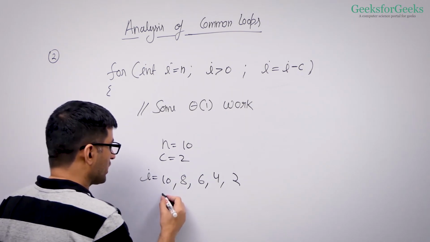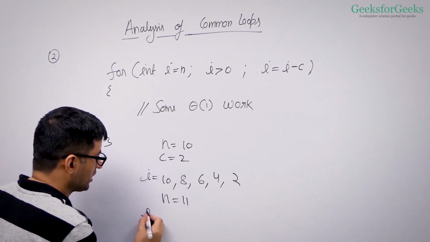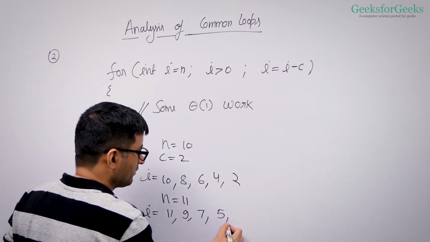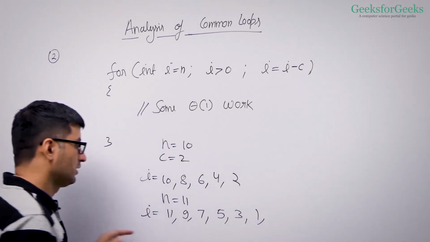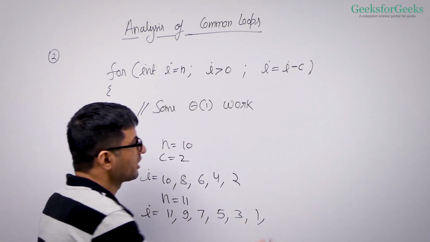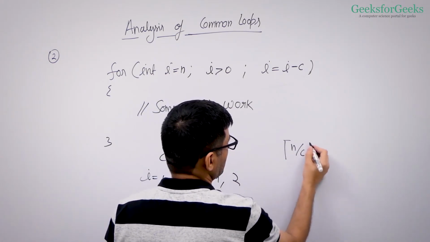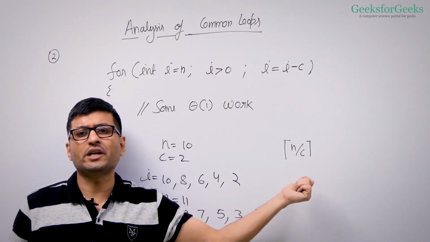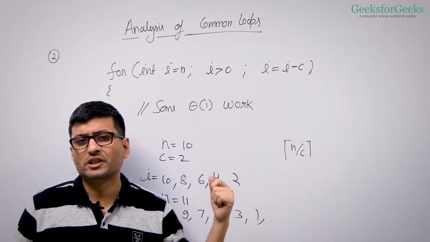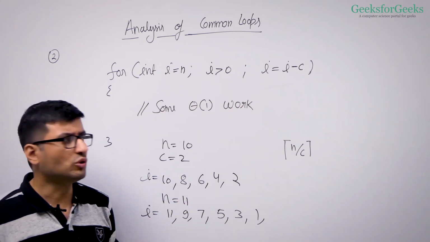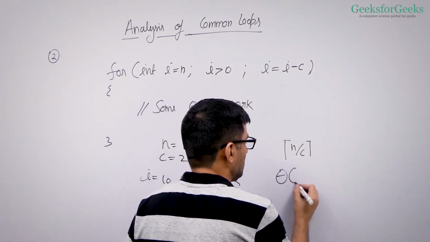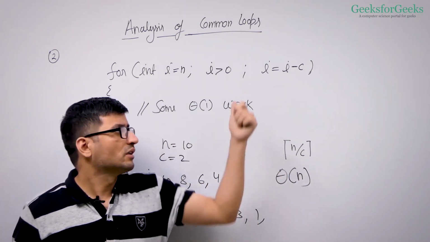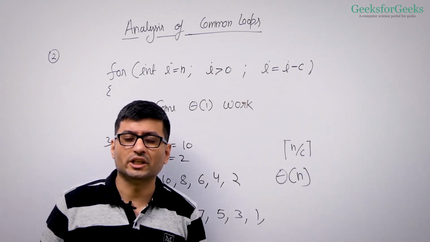Let us take n equal to 11. How many times does it run? i equal to 11, then 9, then 7, then 5, then 3, and 1. Right. So it runs 6 times. So we can say it runs ceiling of n by c times. We can ignore the constants, right? And we can say that order of the growth of this loop is theta n. So this particular part of the code has theta n time.